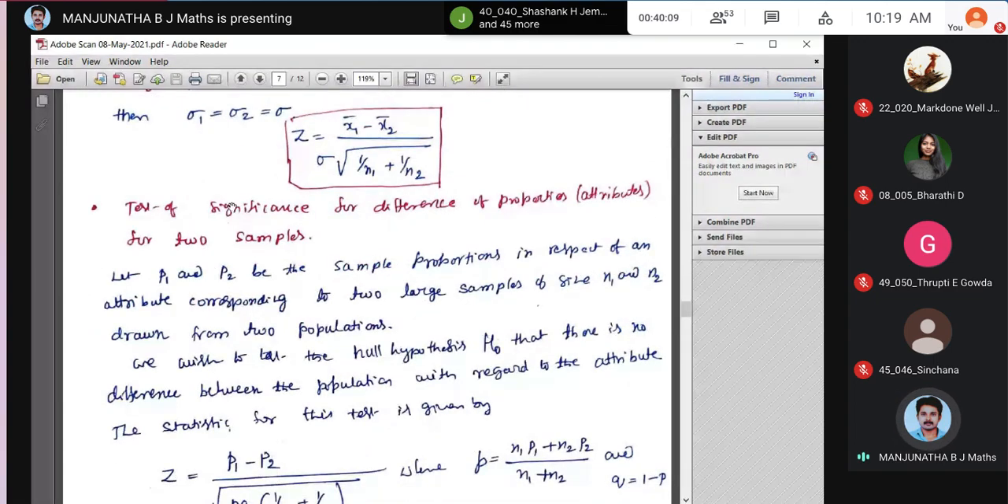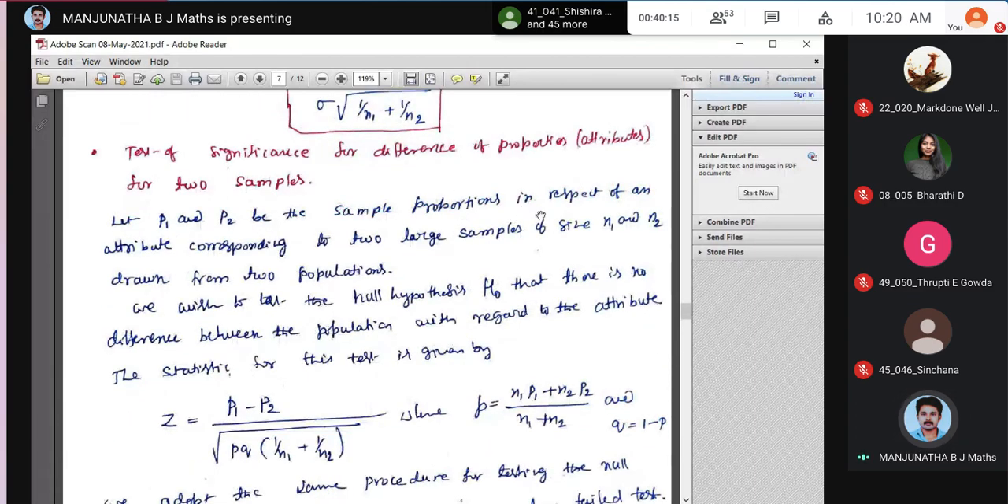So, test of significance for difference of proportions or attributes for two samples. Let P1, P2 be the sample proportions in respect of an attribute corresponding to two large samples of size n1 and n2 drawn from two populations. We wish to test the null hypothesis that there is no difference between the populations with regard to the attributes.